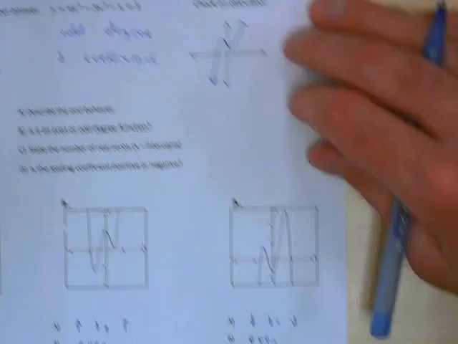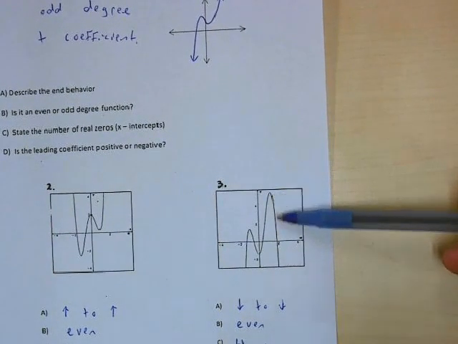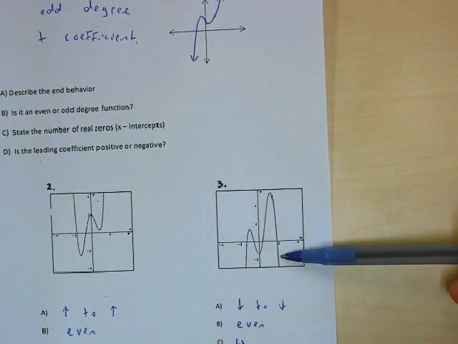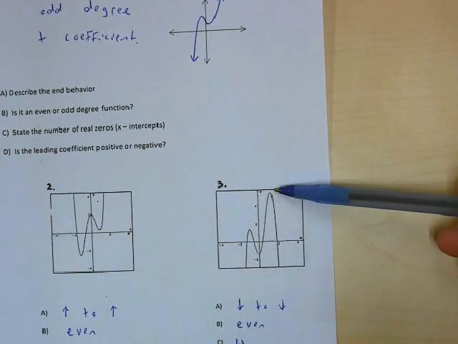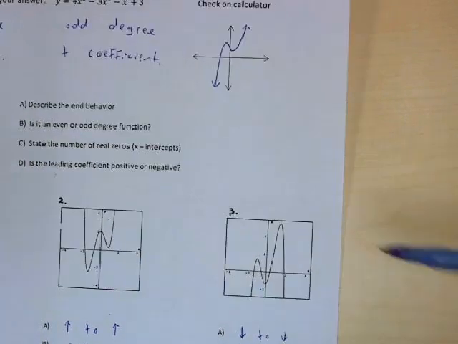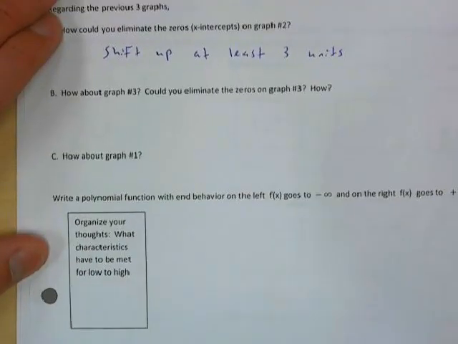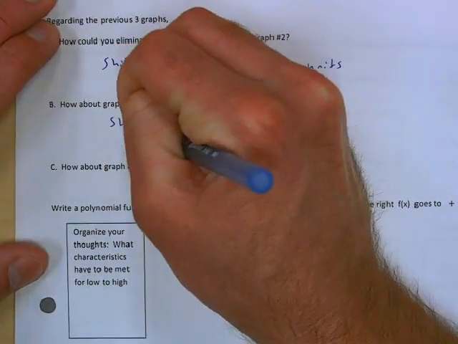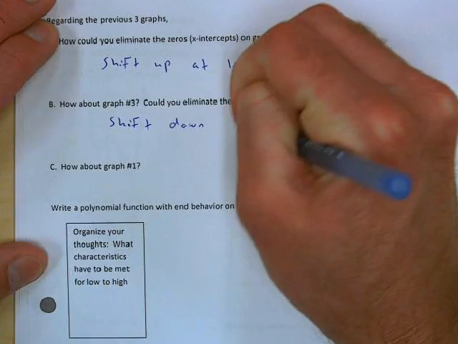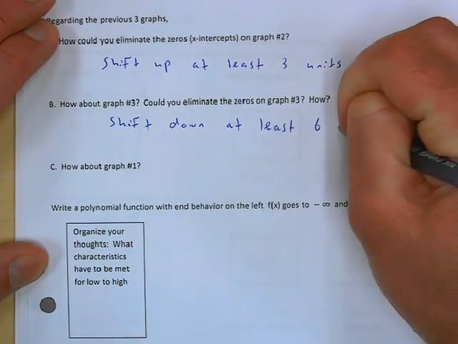Okay, so if we look at graph number 3, well then, yeah, this is the highest point on my graph, so if I shift it low enough, then yeah, I would get rid of my x-intercepts. Let's see, this is up 2, 4, so it looks like 6 would be plenty there. So if I shift down at least 6, that would work for this graph. So let's say for part B, we'll shift down at least 6 units.